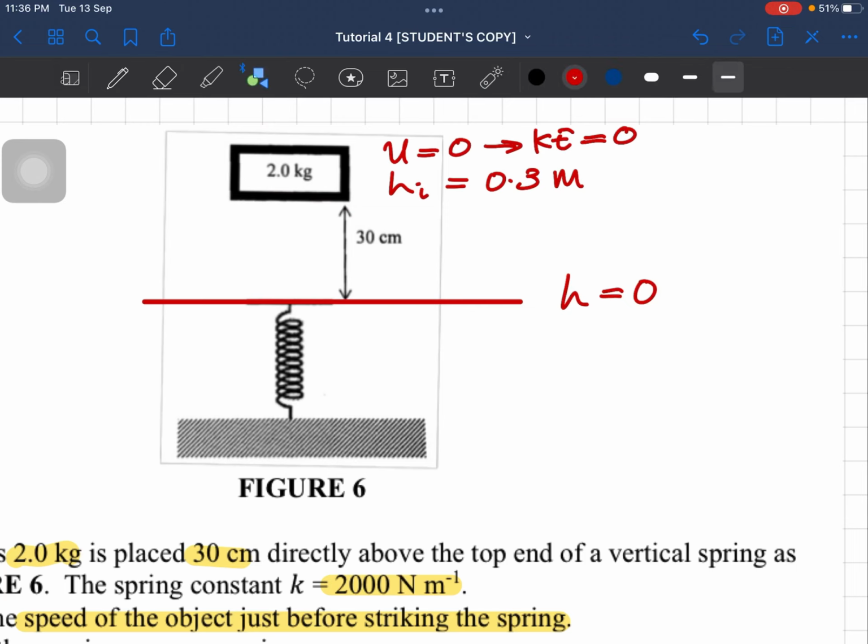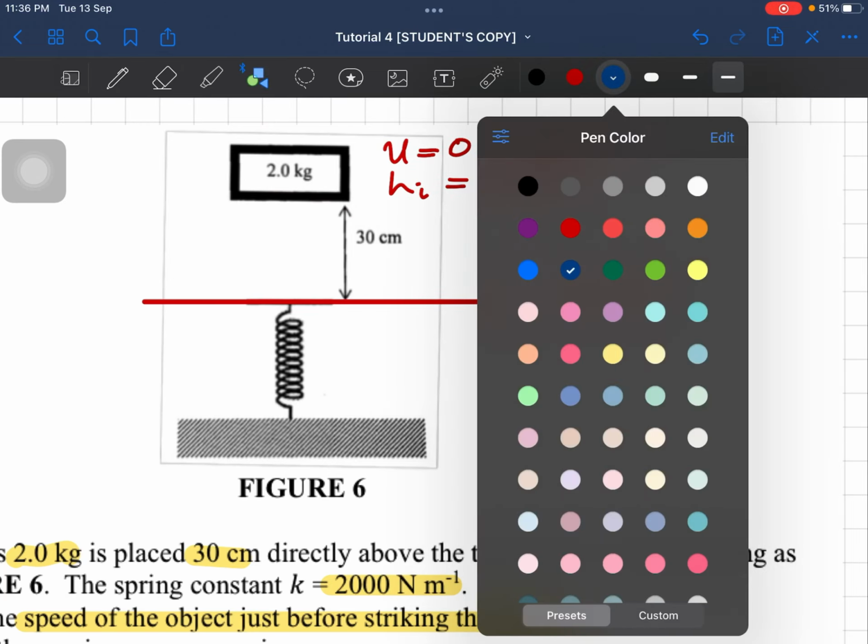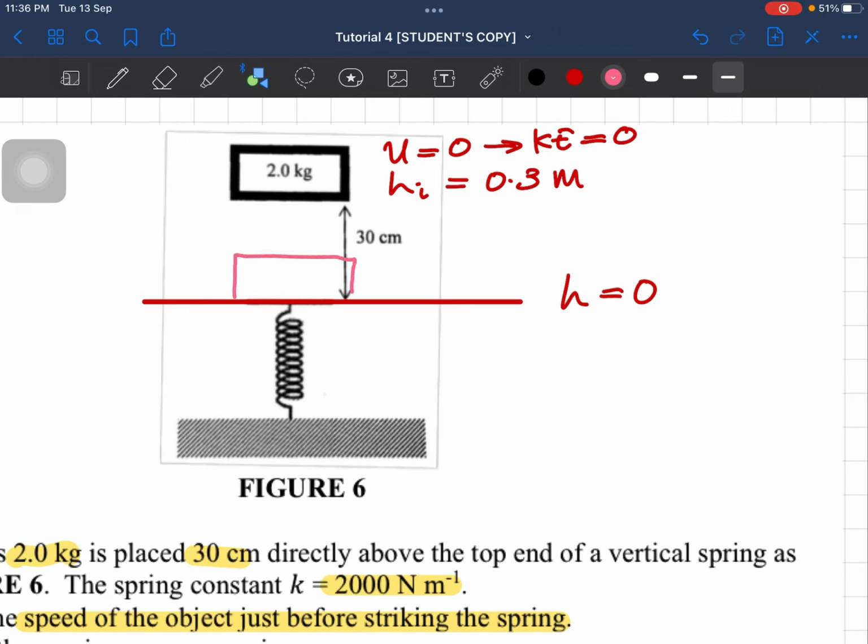After that, the block falls. At the point where it falls, for example here, the block will experience a velocity. This is the velocity just before it strikes the spring. After that, the gravitational potential energy will be equal to 0, because now it is at the reference line. Since there is velocity, there will be kinetic energy.